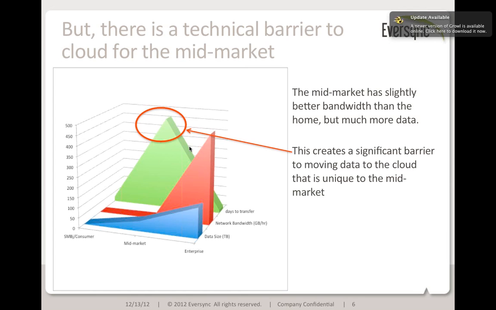But in the mid-market, there's a big problem. For the amount of data that a typical mid-sized company has relative to the bandwidth they have to the internet, it's simply not feasible to directly back that data up to the cloud in most cases. And this means not only backing up the first time, but backing up incremental changes. Because again, we have many more incremental changes than I might have at home. So this creates a significant barrier and forces most companies that are bigger than a small office to look for something a little better than backing up directly to the cloud.